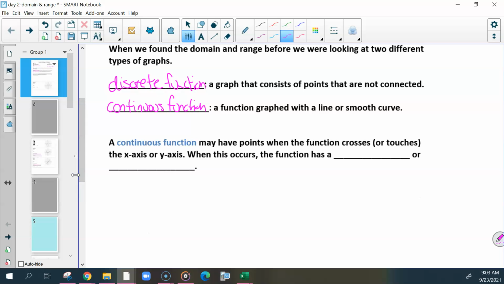So this next part, I meant to white it out on your paper, but I forgot. We'll fill it in, but we're going to come back to X and Y inputs in a few units. We're not even going to touch it in this unit. But when it crosses or touches the X or Y axis, it has a y-intercept or an x-intercept.